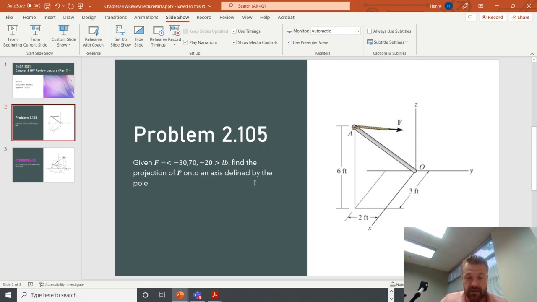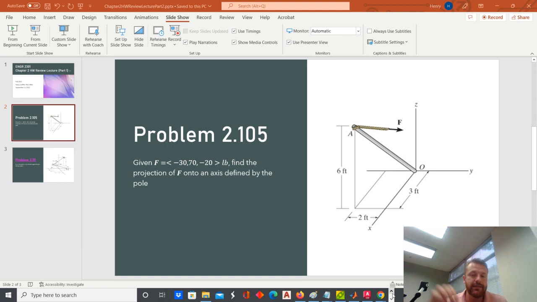We're given an expression in Cartesian form for the force that's acting upon the cable at A. And what we're asked to do is to find the projection of that force onto the axis defined by the pole. So if you think back to the chapter 2 material that we did a little bit earlier, whenever you want to project a vector onto an axis, there's a lot of different ways to do it. You can actually draw the geometry and involve the cosine of theta and all these things. But the easiest way to do it is always if you have an expression for a unit vector along the axis on which you're trying to project.